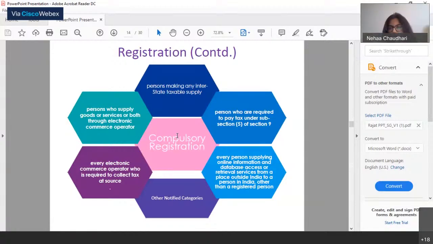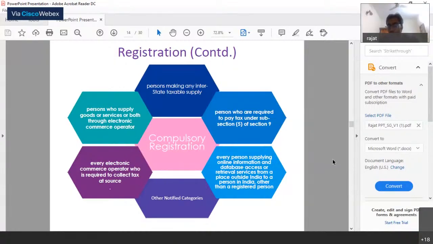Great. We have one question that's coming in. Pratik wants to know if there's any exception to compulsory registration. He says that Uber and Ola drivers, for example, are not liable to register, even though they are supplying services. Yes, very good question.